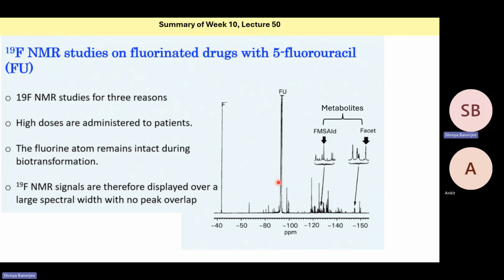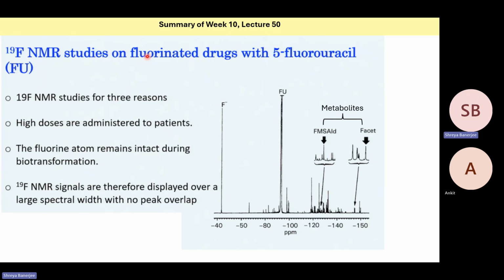Now we will look at a study of fluorinated drugs with 5-fluorouracil, also known as FU. So 19F NMR, we have already seen the advantages. Some other advantages are mentioned. Firstly, 19F is present in a lot of drugs and high doses are administered to patients. So the concentration in the body will be high and you will be able to see clear resolution in the spectrum. The fluorine atom remains intact during biotransformation.